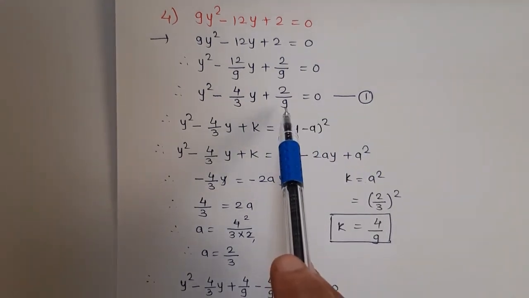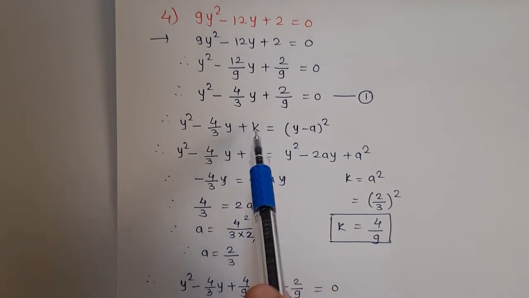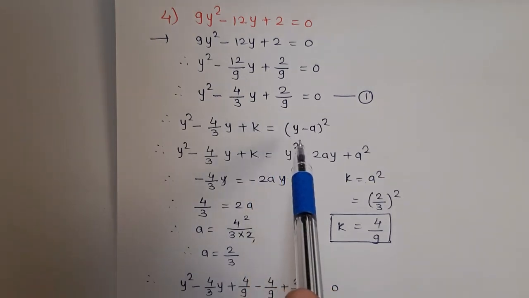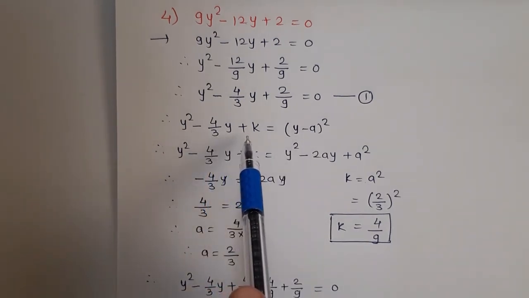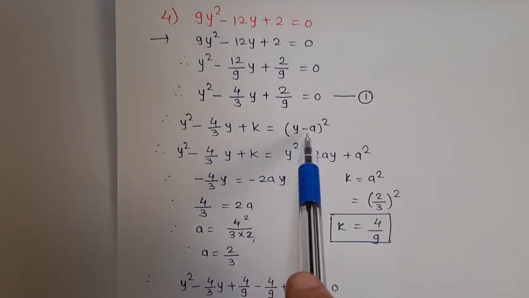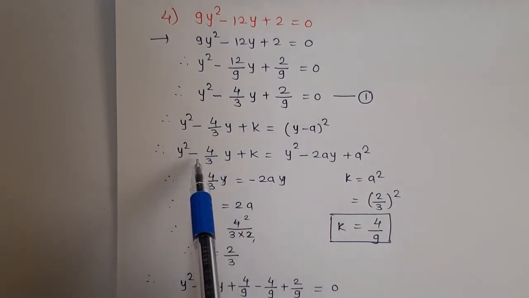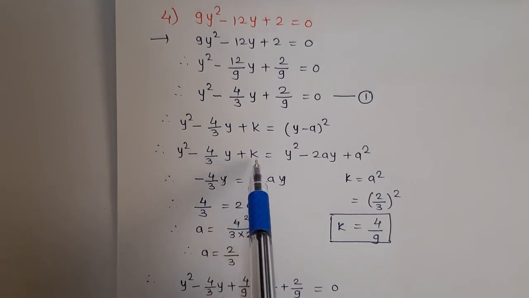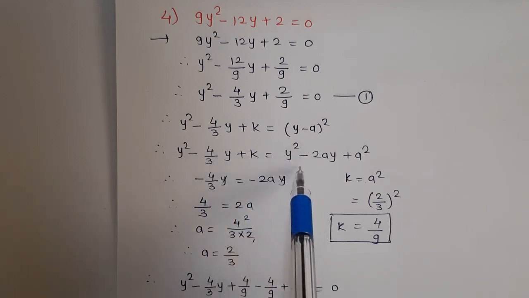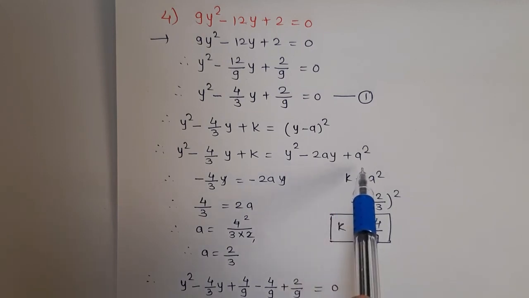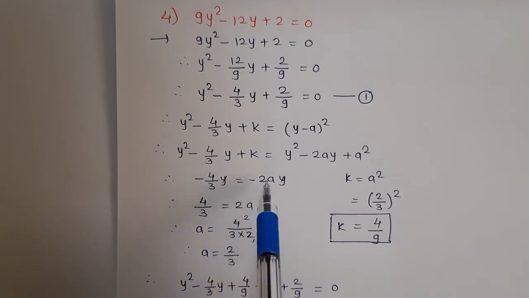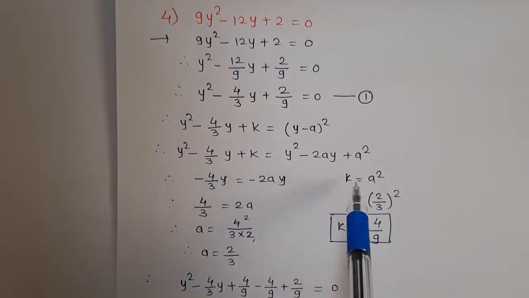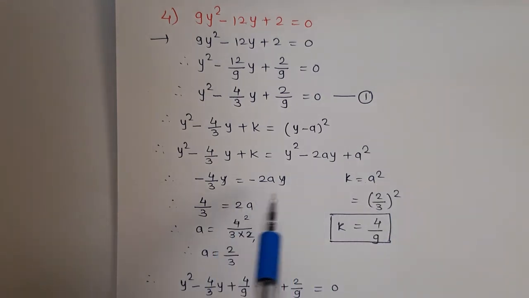Now here, instead of the last term 2 upon 9, we have to use k, and we have to equate this equation with y minus a whole square. So here y square minus 4 upon 3y plus k equals y minus a bracket square. After splitting this, y square minus 2ay plus a square. Now comparing the equations, we get minus 4 upon 3y equals minus 2ay and k equals a square. Here y gets cancelled, minus minus gets cancelled.